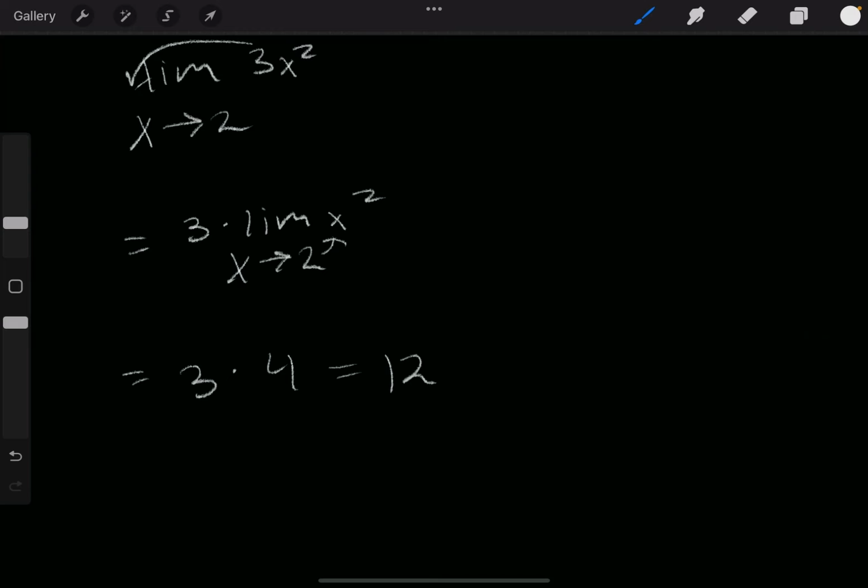So that means that the limit as x approaches 2 of 3x squared is equal to 12. The fifth rule we will go over is the quotient rule. The quotient rule is when the limit of a quotient of two functions is the quotient of their limits, provided the limit of the denominator is not 0.